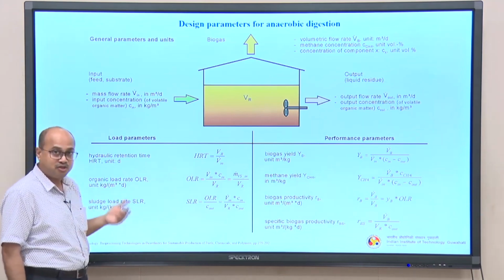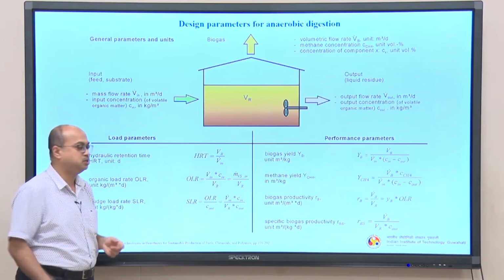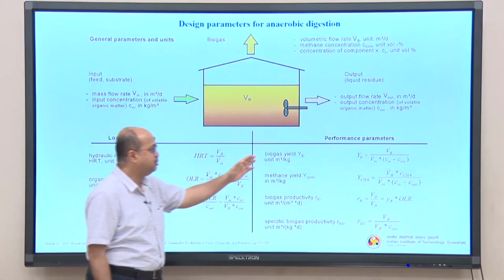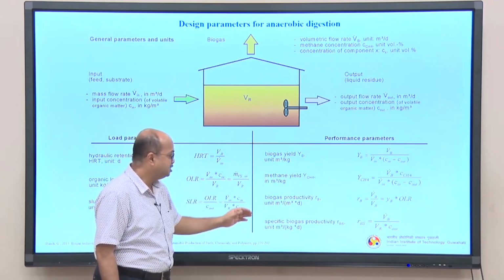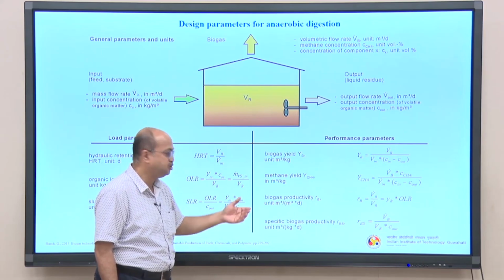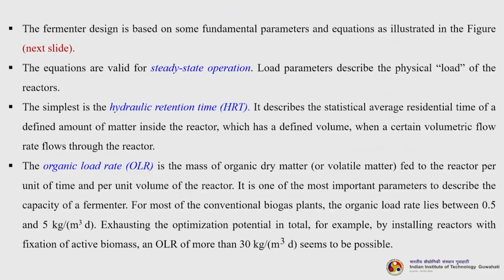Okay. Sludge is also required, but it is in very minute quantity depending upon the capacity and the condition. So, performance parameters are biogas yield, methane yield, biogas productivity and specific gas productivity, in unit meter cube per kg per day. Okay. So, the equations are valid only for steady state operation. Load parameters describe the physical load of the reactors.